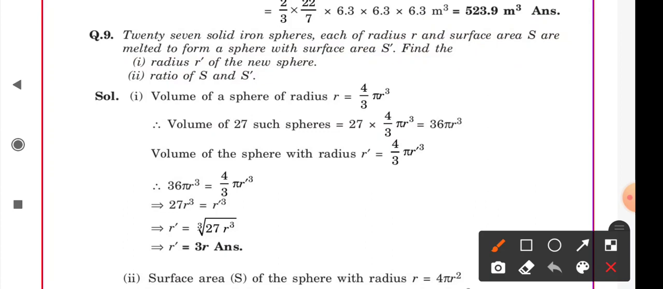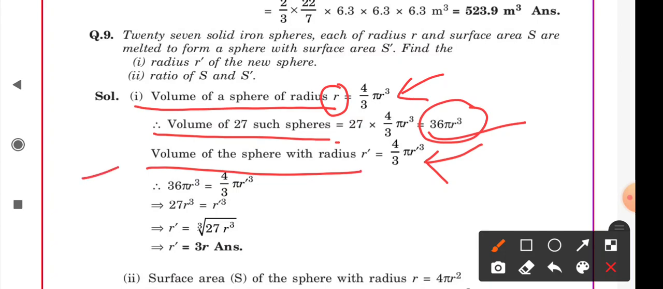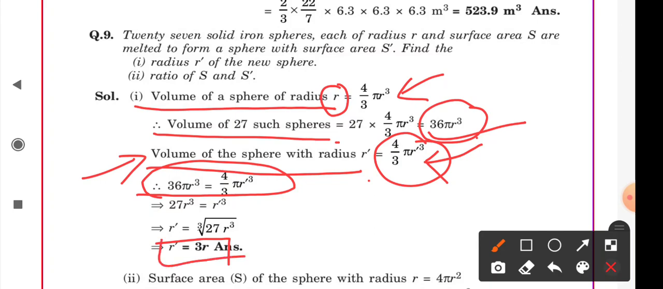So what will you do for that? Volume of the sphere: initially when the radius is r, the volume will be 4 upon 3 pi r cube. Then the volume of 27 such spheres will be this one. You will multiply it by 27, you will get this much. And you have to melt all these 27 and make a single sphere. Now the radius of the big sphere, which is the single sphere made after melting, is r dash, and the volume is 4 upon 3 pi r dash cube. According to the question, 36 pi r cube is equal to 4 upon 3 pi r dash cube. You will substitute the value. Hence you will get that r dash is equal to 3r.